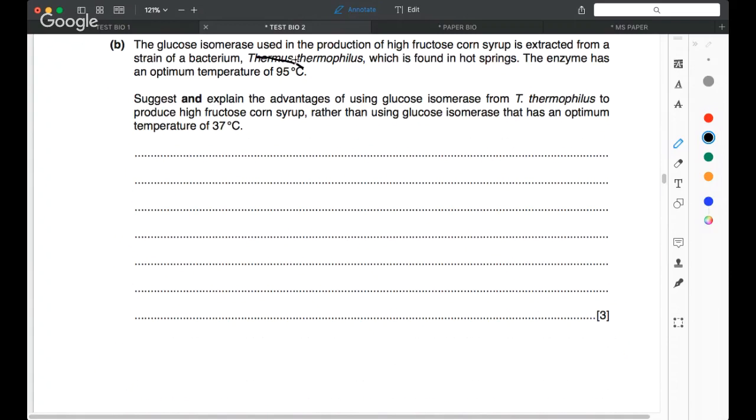So this one is idea that you can use the higher temperature. Increased temperature increases collisions or number of ES complexes. More product / higher rate of reaction. Less prone to denaturation. More stable / less stable. Cool.